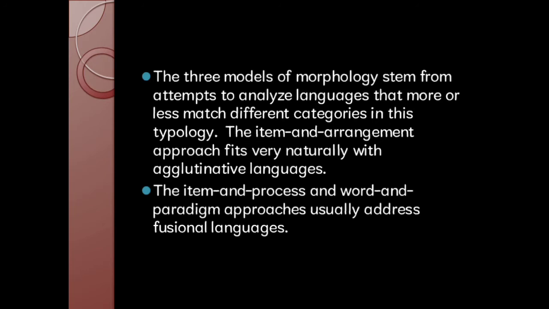The three models of morphology stem from attempts to analyze language that more or less match different categories in this typology. The item and arrangement approach fits very naturally with agglutinative languages. The item and process and word and paradigm approaches usually address fusional languages.